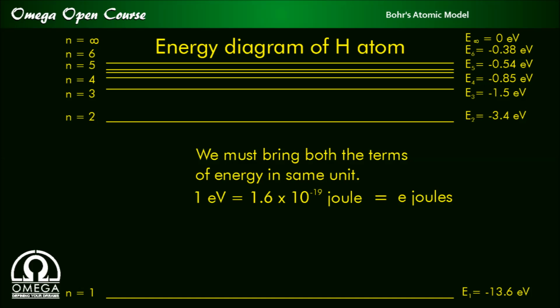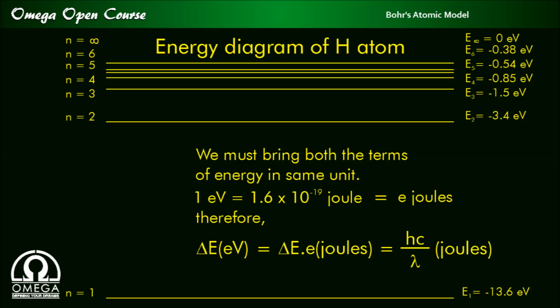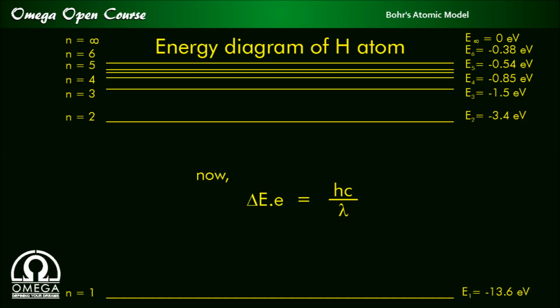1.6 into 10 to the power minus 19 is equal to the charge of an electron. Therefore, we often represent this value with e. And we can write 1 electron volt is equal to e joules. Therefore, delta E in electron volts is equal to delta E in joules divided by e, and that is equal to hc by lambda. Hence we can write delta E into e is equal to hc by lambda, or lambda is equal to hc by e into 1 by delta E.